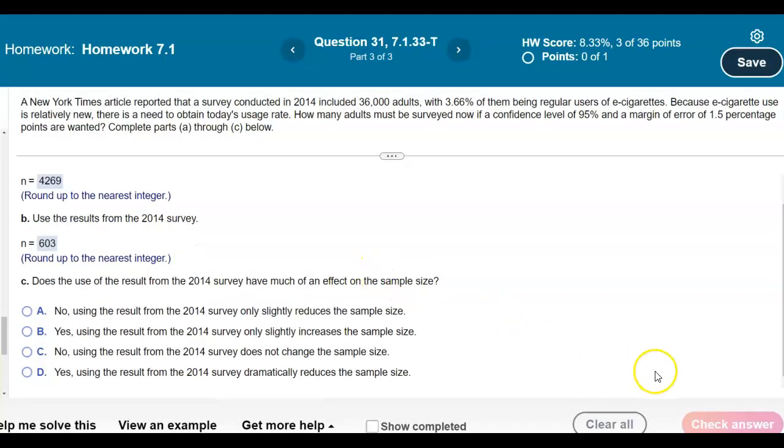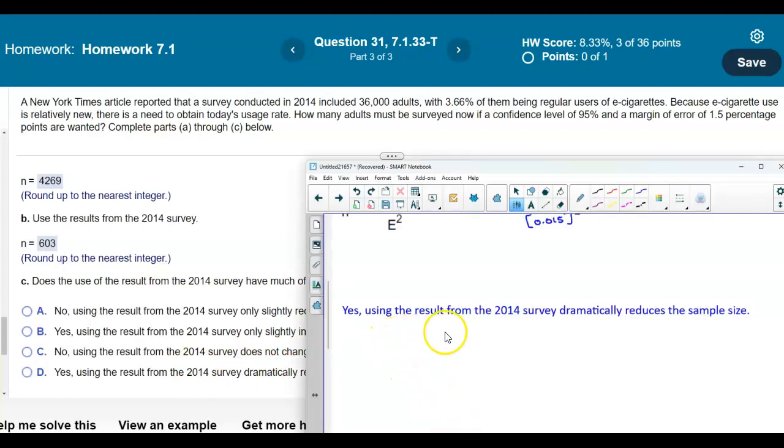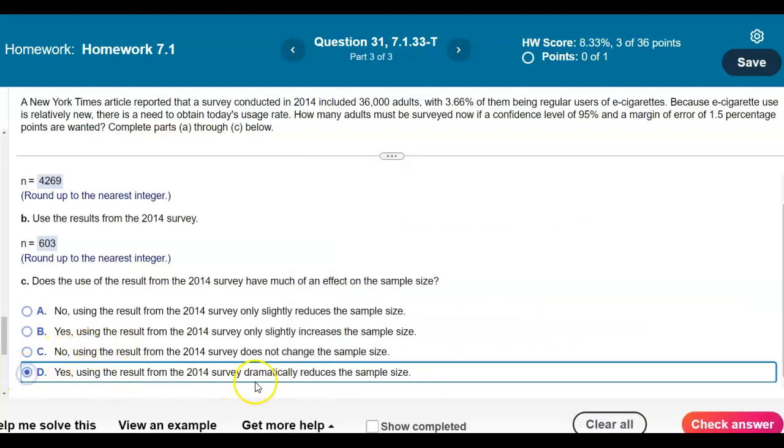There is our result. Now the next question says, does the use of the result from the 2014 survey have much of an effect on the sample size? When we use the results from 2014, the sample size goes from 4,269 to 603. So it definitely does have an effect. Does it slightly increase or does it dramatically reduce? It dramatically reduces it. So we would say that yes, using the result from a 2014 survey dramatically reduces the sample size. So our answer is going to be D.